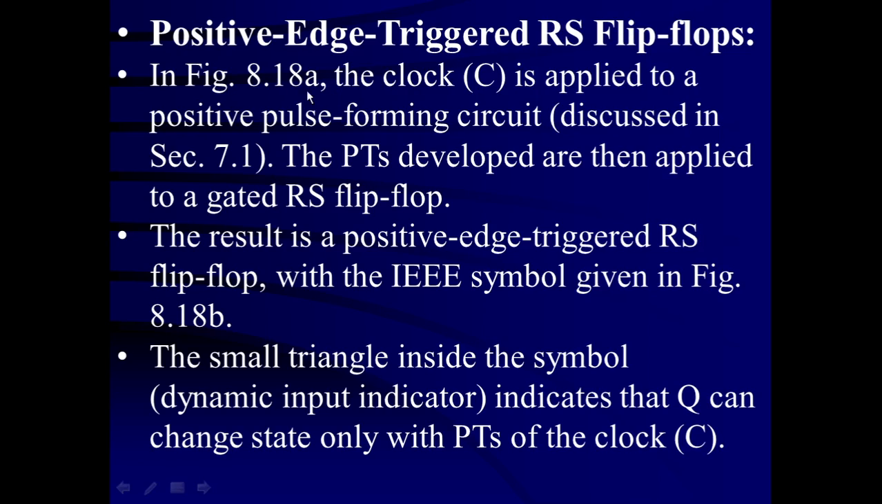So in figure 8.18a, the clock C is applied to the positive pulse forming circuit discussed in section 7.1. The positive transitions developed are then applied to the gated RS flip-flop. The result is a positive edge triggered RS flip-flop with the IEEE symbol given in figure 8.18b. The small triangle inside the symbol is called the dynamic input indicator, which indicates that Q can change the state only for this brief instant of time when the positive transition of the clock pulse will occur.